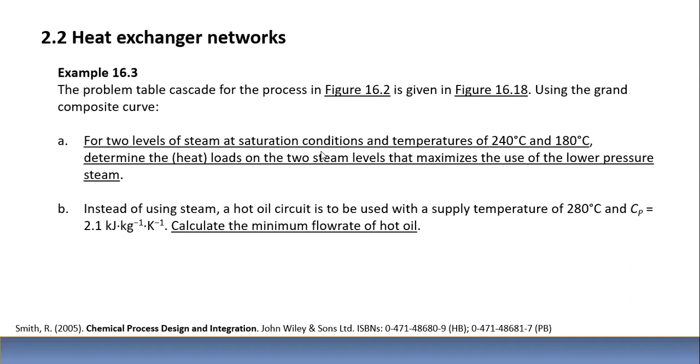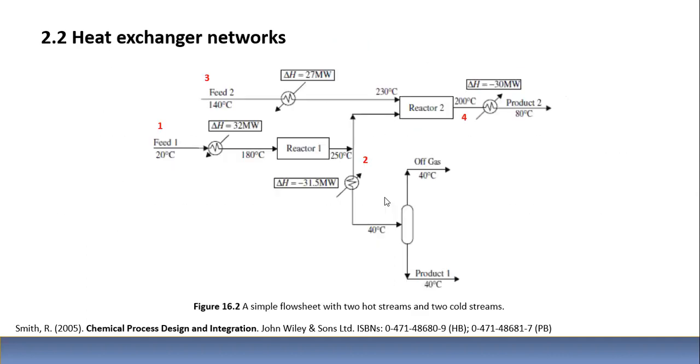Y nos dice, para los dos niveles de vapor saturado, recuerde que hace unos minutos vimos vapor de baja presión y de alta presión. Para esos dos niveles, que representan 240 y 180 grados centígrados respectivamente, nos dice, determine la carga de calor, se determine Q en estos dos niveles para que maximicen el uso de vapor de baja presión.